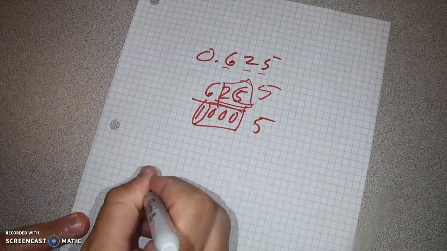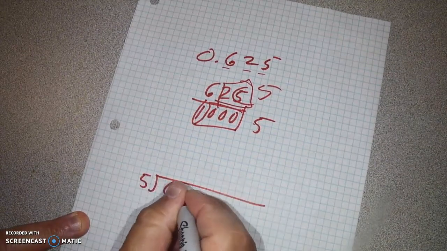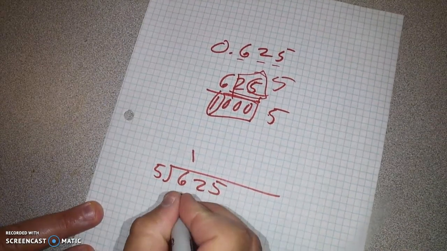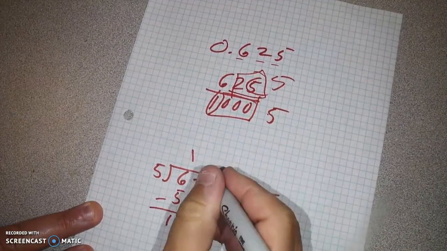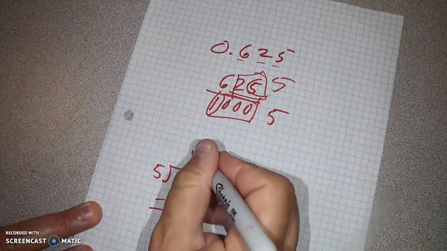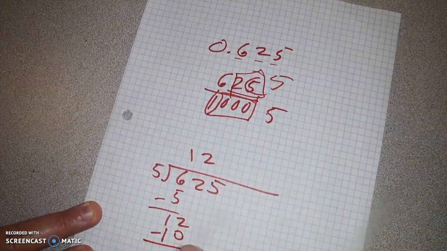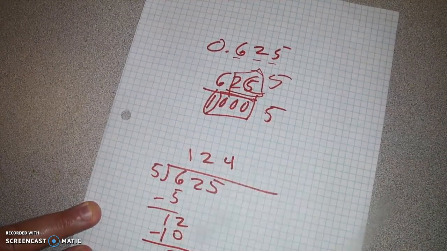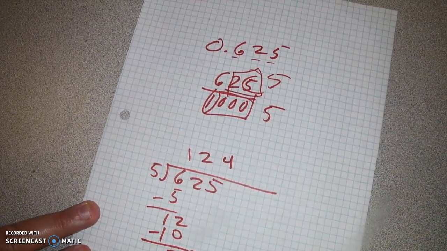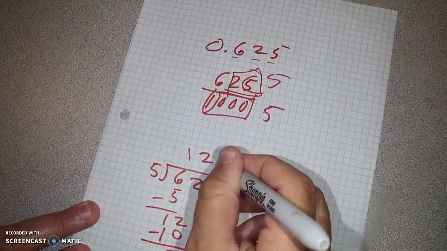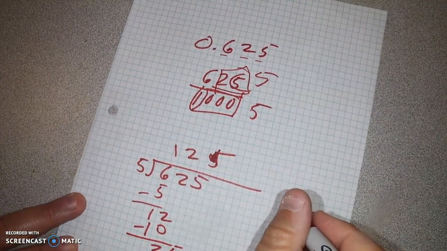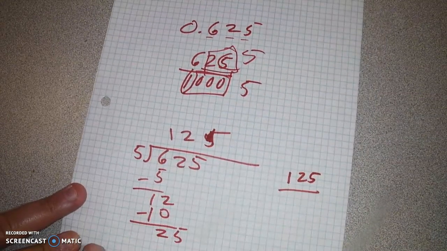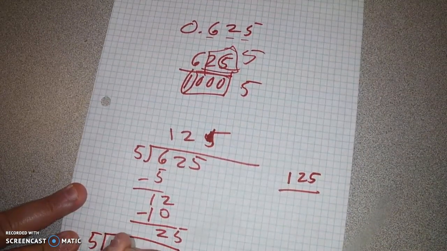So let's try that. Let's go 5 into 625 first. 5 goes into 6 one time. Make sure you can see this. Bring this down. You got 12. So 5 goes into 12 two times. That's 10. Bring down the 2. Bring down the 5. And of course, 5 goes into 25, not 4 times, 5 times. So you have 125. That's the top.